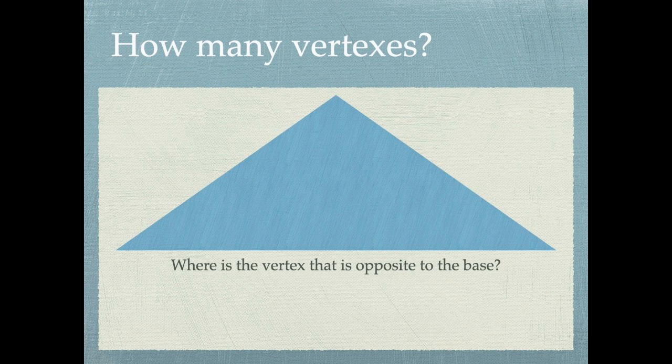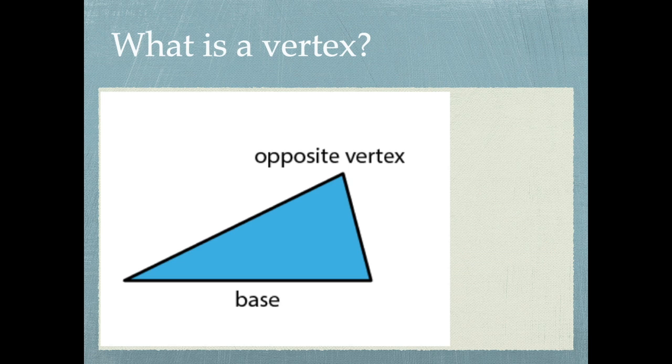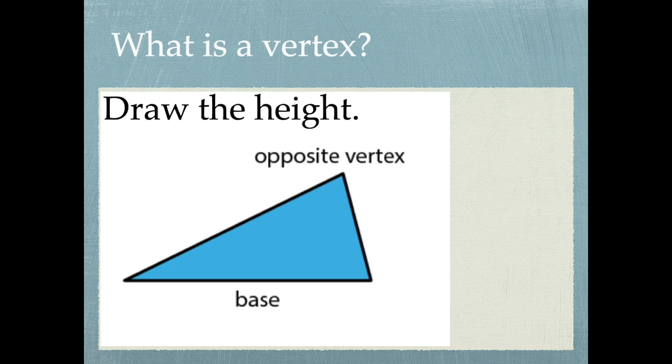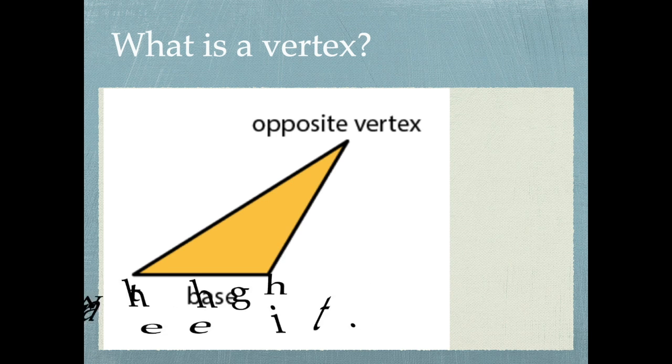Where is the vertex that's opposite to the base if the base is right here? Then this one is the opposite vertex. And I draw a straight line from the base to the opposite vertex. And there I have my height. So the base and the opposite vertex can help me draw the height. Just like this. Or just like this.